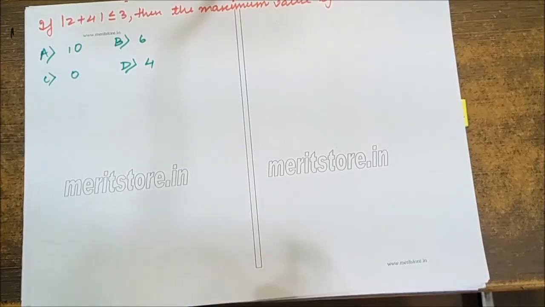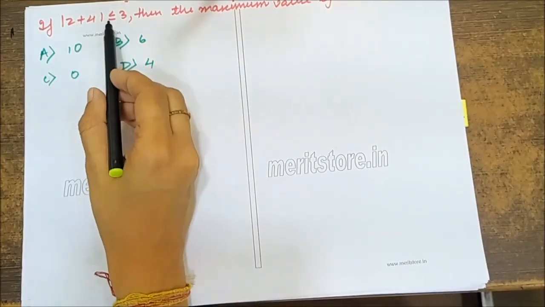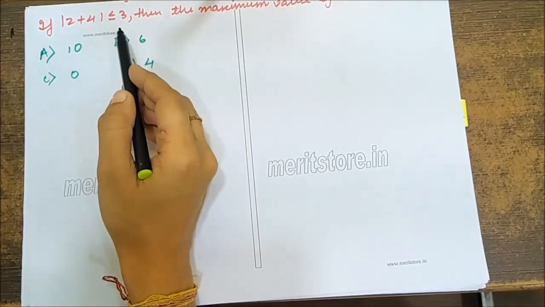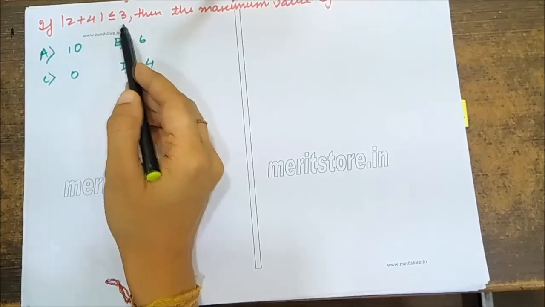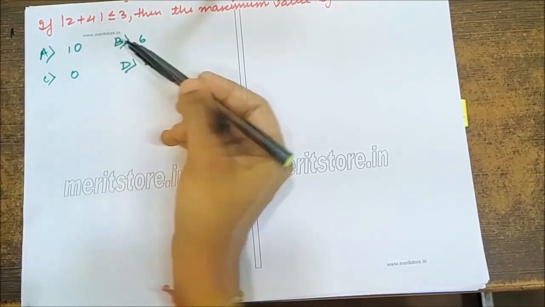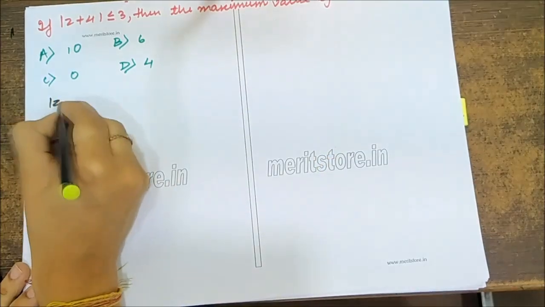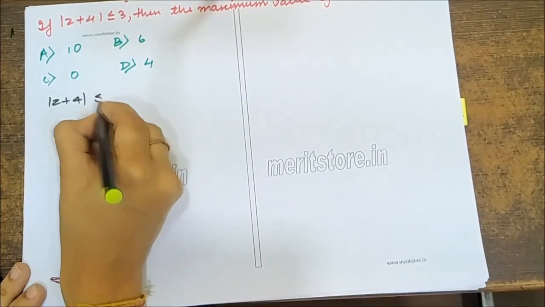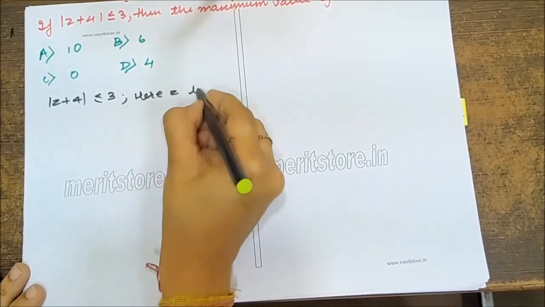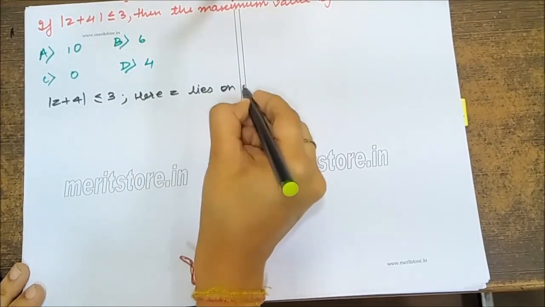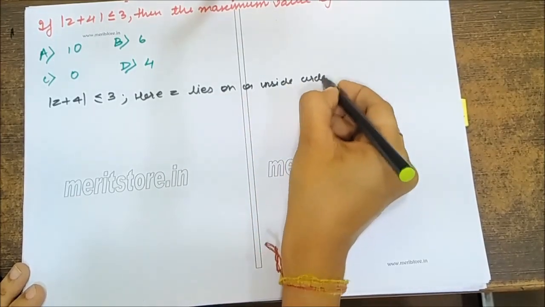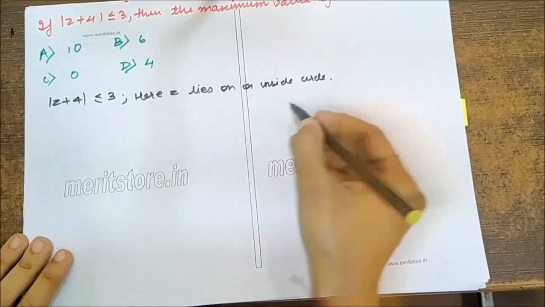If modulus of z plus 4 is less than or equal to 3, then the maximum value of modulus of z plus 1 is, so z plus 4. Here z lies on or inside the circle. So let's draw our axis.